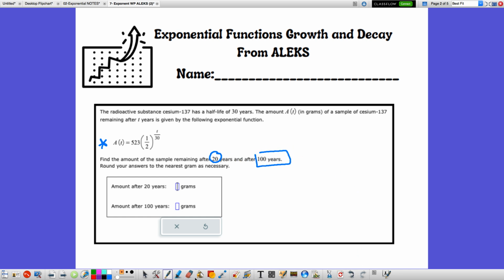So what we're looking for is just literally plugging in the numbers. So this is really just about plugging in the numbers and knowing where they go. So I'm going to use this 523 times 1/2. And then it says T over 30. T means time. And they gave us time. They said 20 years. So we're going to pop 20 there. And then you're just going to put this whole thing into your calculator. Pop it in. And get an answer. So let's do that.